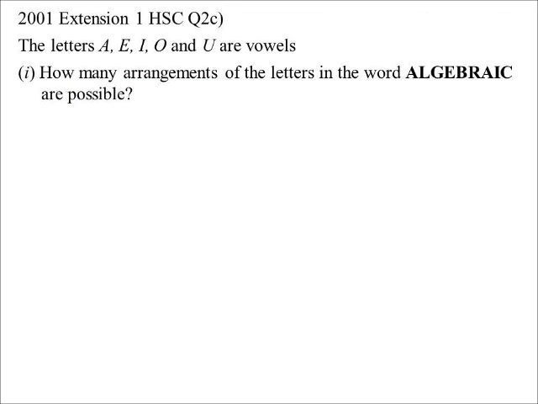Let's have a look at an HSC one. Now, of course, in the HSC, they can't assume certain knowledge that's not in the syllabus. So they start off with this question, letting us know that A, E, I, O, and U are these things we call vowels. First question, how many arrangements of the letters in the word algebraic are possible? Notice they didn't say how many words can you form. They said arrangements of the letters. So that's to stop any confusion about whether we want serious words or pretend words. So algebraic, we have 9 letters all up, 9 factorial, and there are 2 A's in there. That's the only repetition we have. So there's part I.